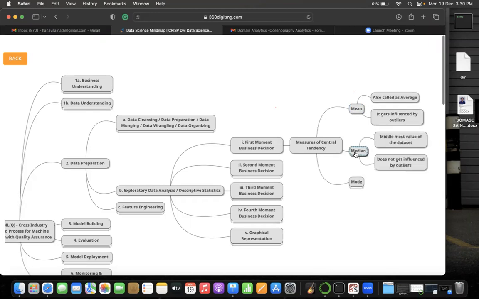In the median, we have the middle most value of the data set. So median is the middle most value of the data set. It does not get influenced by the outliers actually. The median of a data set is the position where it divides the data set into half, provided the data is in ascending order.